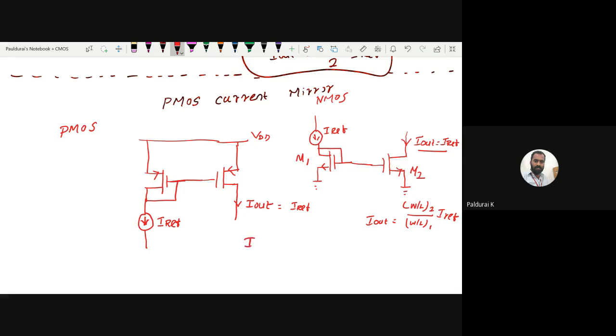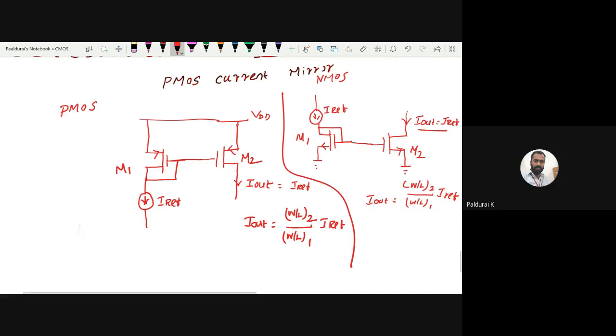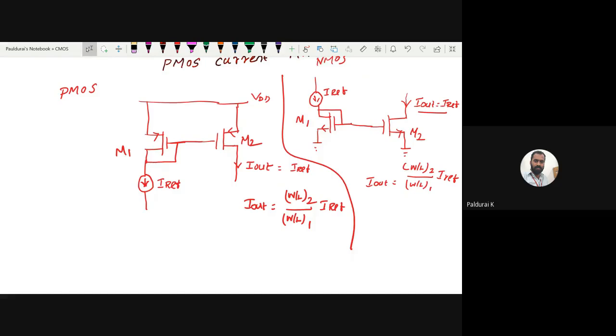Now this I out equals the width to length ratio of this transistor and the width to length ratio of this transistor, times I reference. Now this is my PMOS current mirror. Can you feel the difference between NMOS and PMOS? Same concept, but as we discussed earlier, NMOS injects a current, or pours a current, from a node to ground.